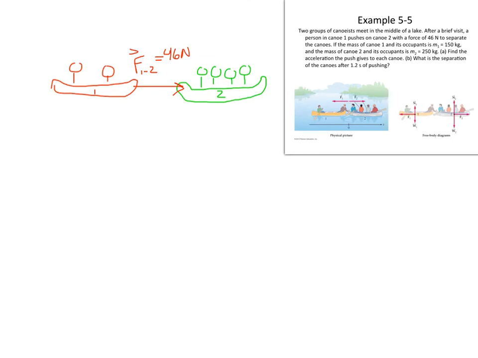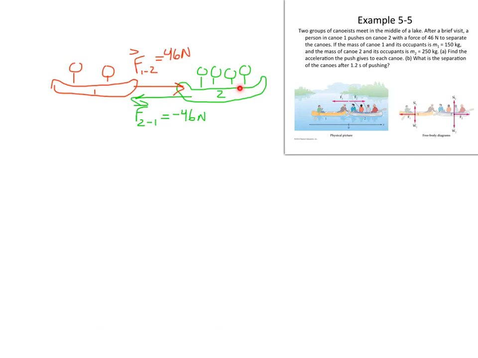to canoe 2. And according to Newton's third law, there is an equal yet opposite force from 2 to 1. I'll make that a vector, equals 46 newtons, but in the opposite direction, so I'm going to make that negative 46 newtons. Negative 46 newtons, that's being applied to canoe 1. Canoe 2 is receiving the same, but they have different masses, and so we're going to have different accelerations.